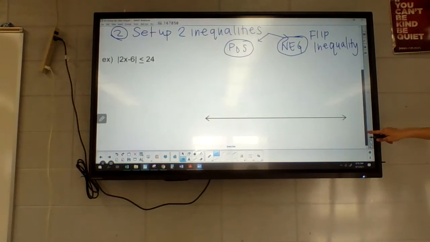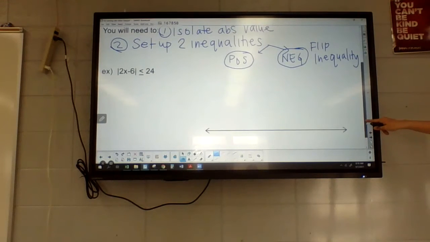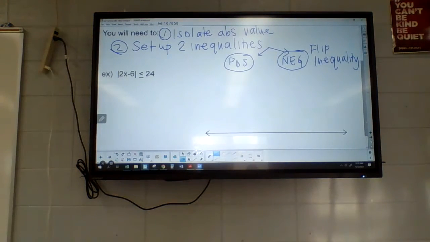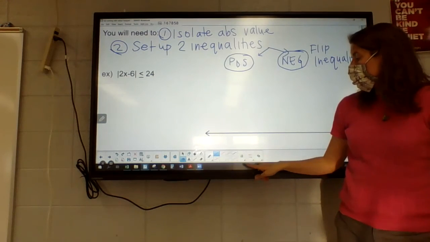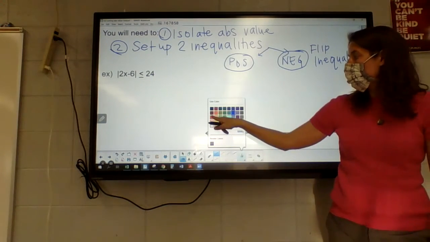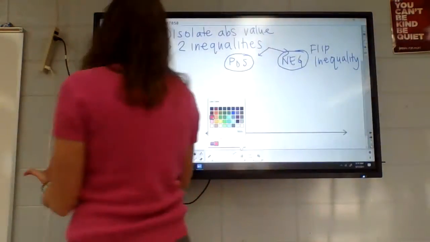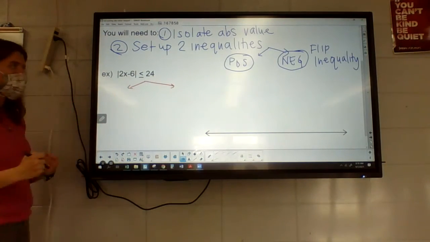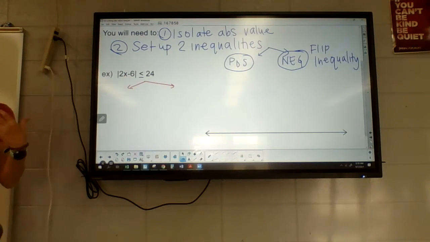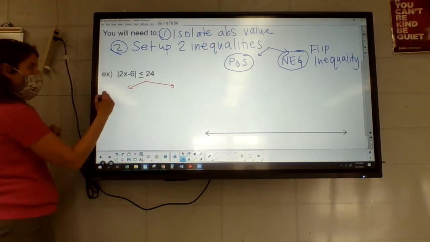All right. And then we still need a graph, so we're going to have to go back to the graphing piece of things. In this first example, the absolute value is already isolated, so we don't need to worry about that first step. Our second step is we're going to set up our two inequalities, both a positive and a negative version. Right now it's a positive 24, and we're going to keep it as a positive 24.